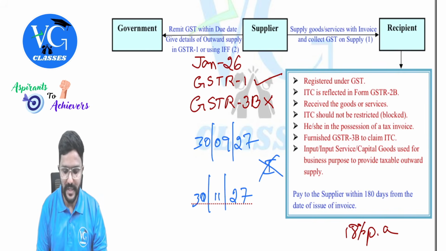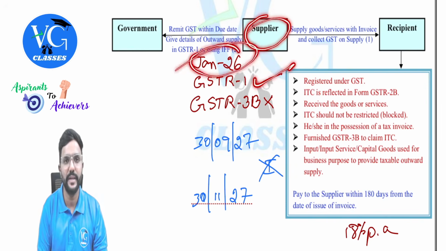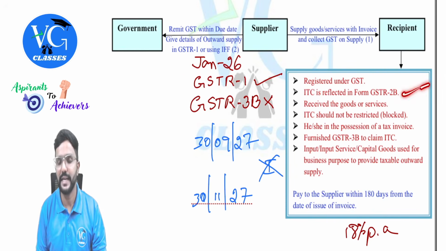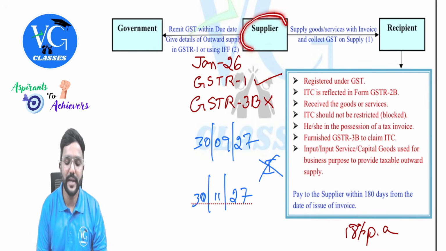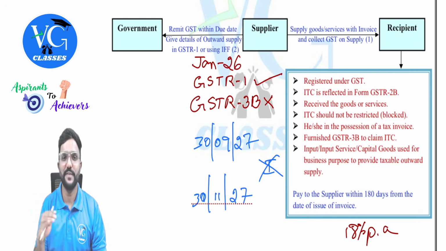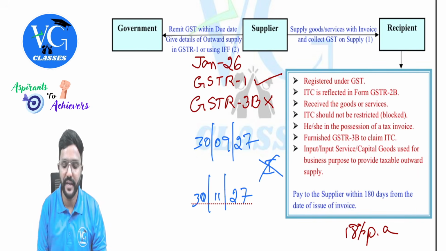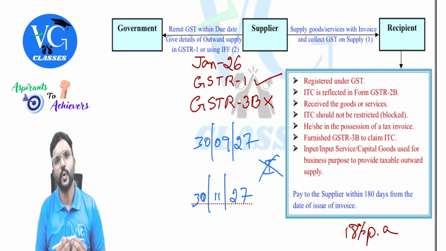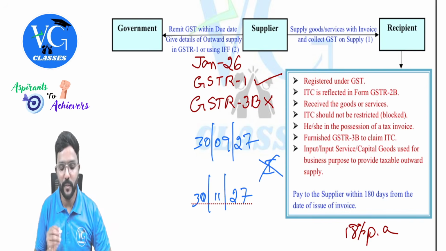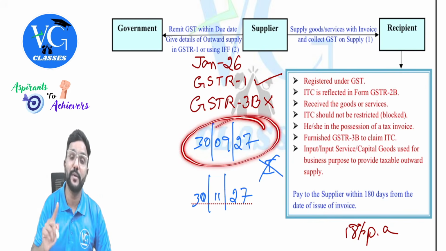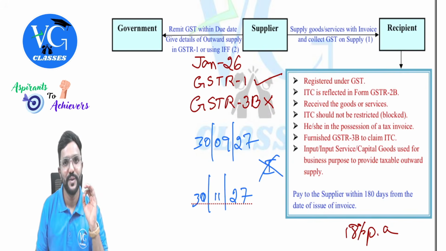Okay. So the supplier has filed GSTR 1 for January in February, and the credit was reflected in GSTR 2B to the recipient, and the recipient claimed the credit. But the supplier didn't file GSTR 3B for January, which he was supposed to file on or before 20th February. He didn't file it. Okay, no problem. No problem till when? Till 30th September of the next financial year.